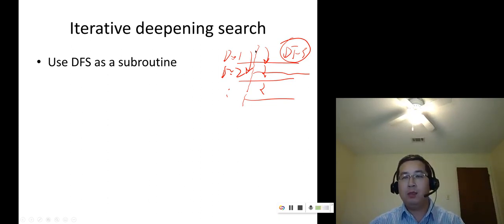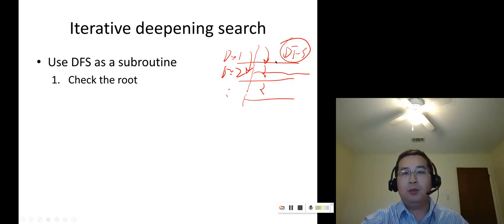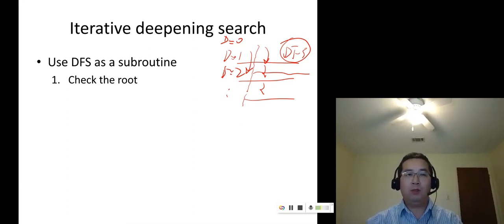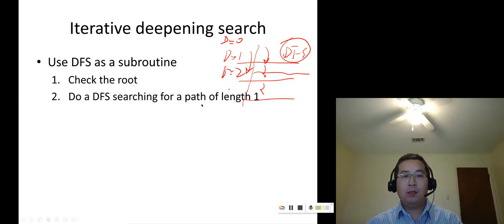Within each round we still use DFS, but each round we increase the depth of the search. Okay. So first, check the root. That is like depth equal to 0. If the root is already the goal, then you can stop, because we already found the goal. We can return. Otherwise, we need to set the depth to 1. Correct? Do a DFS search for a path of length 1.